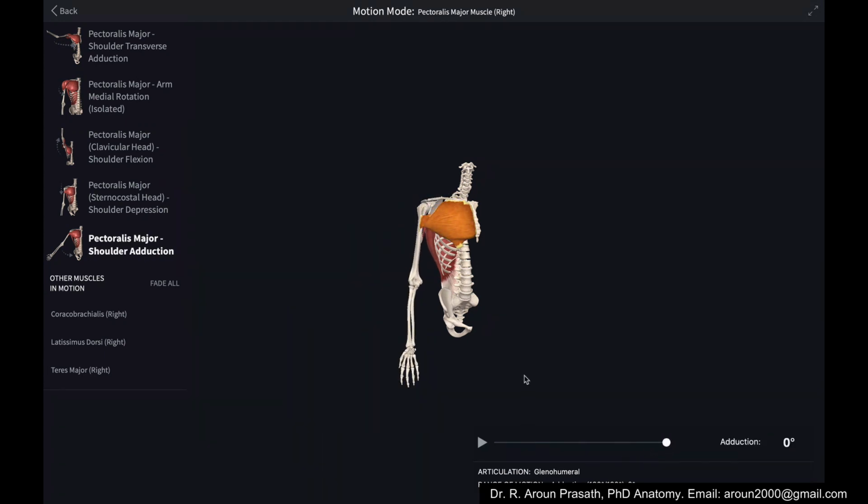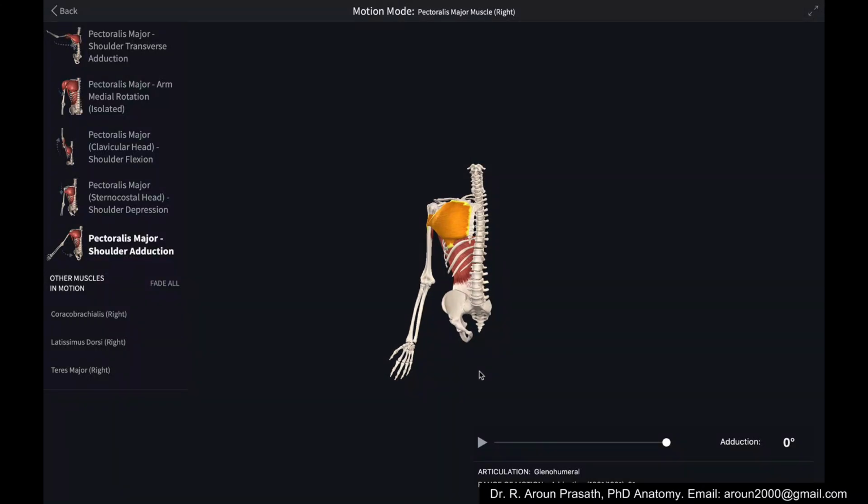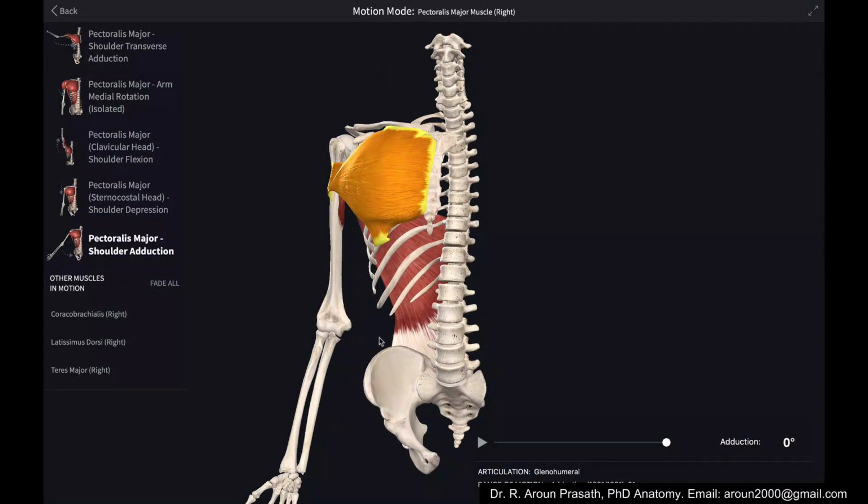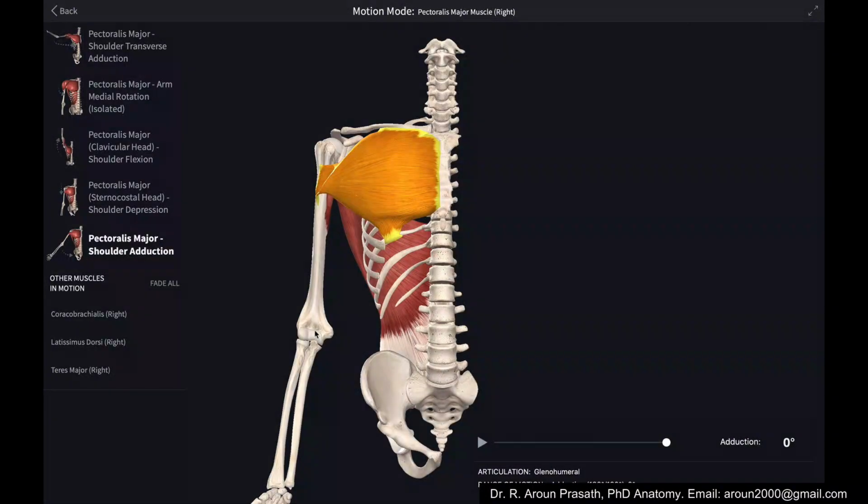This is the normal anatomical position. Still, if you want to bring the hand towards the midline, it can come to 30 to 35 degrees. That is the adduction of the shoulder. This is done by the pectoralis major, and the accessory muscles for adduction are the teres major and the latissimus dorsi also.